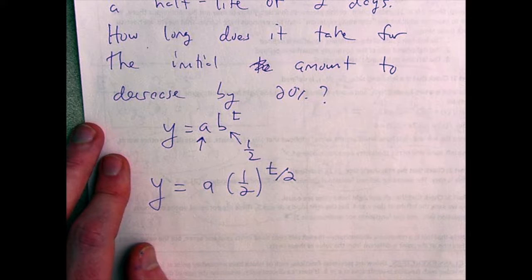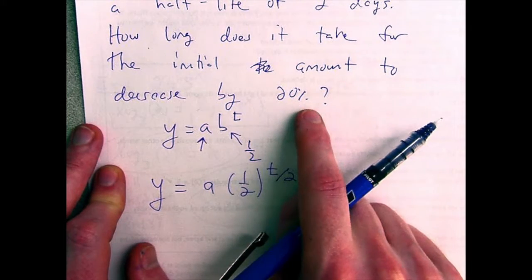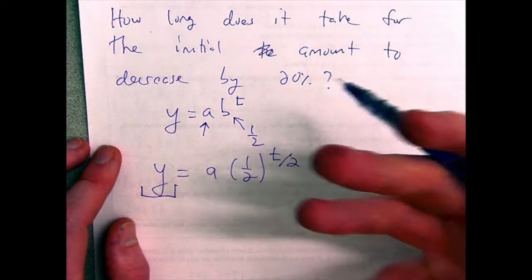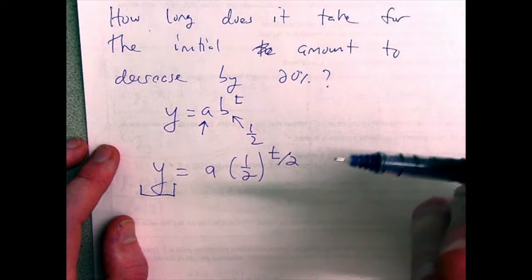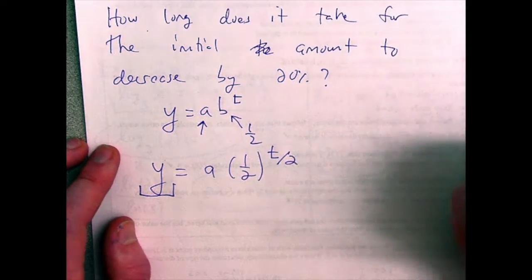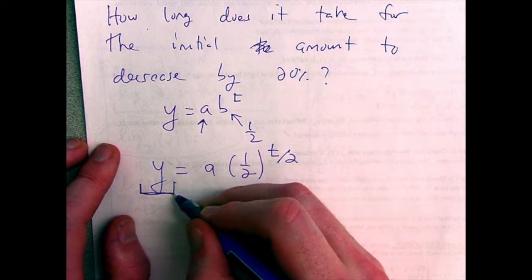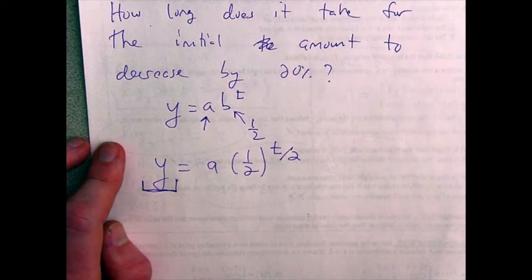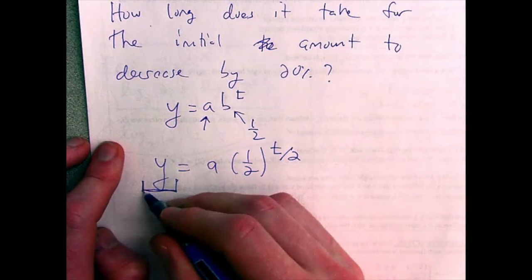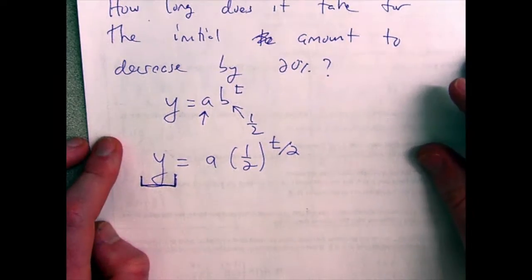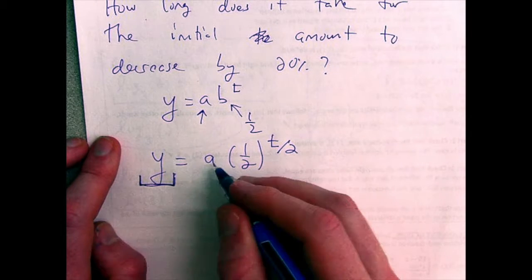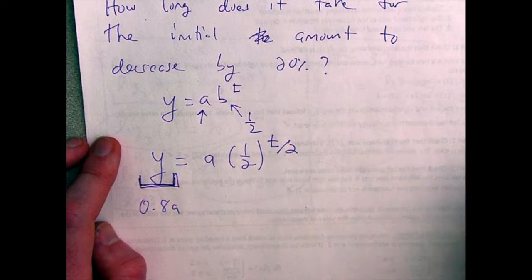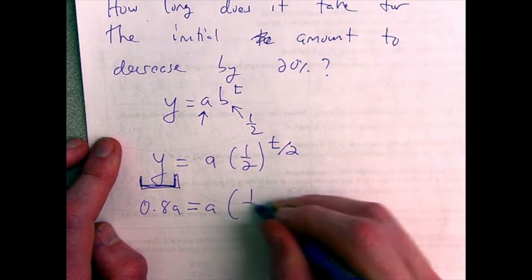So that's the idea. Okay, so now the question is, how long does it take for the initial amount to decrease by 20%? So here's the thing. If your amount of radioactive material is 20% less than what you started with, that means that the current amount of stuff that you have is 80% of what you started with. If you lost 20%, that means that 80% remains. So the current amount of radioactive material after the 20% loss is 80% of the original amount. Well, the original amount is A. So that means that the current amount is 0.8A, 80% of the original amount of material.